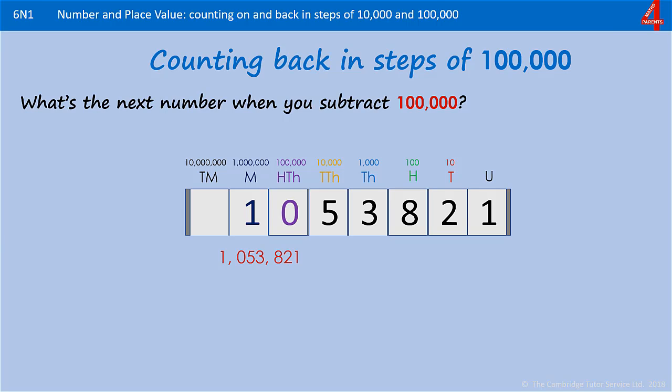0 has to change to a 9, which means that the millions needs to go down 1. Because the millions are on 1, we go down to nothing in the millions. So taking 100,000 away from 1,053,821 leaves you with 953,821. This one's for you to try.